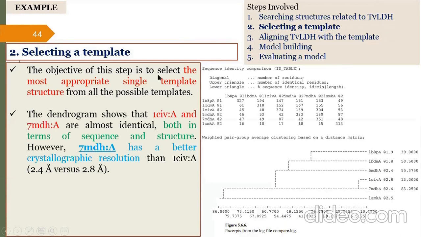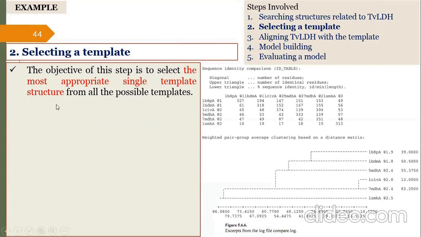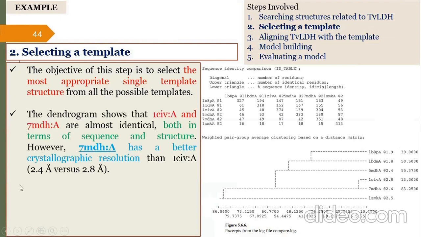So the objective of this step is to select the most appropriate single template structure from all possible templates. We need to select a single one from all these based on this tree. So how will we select? The dendrogram shows that 1CIVA and 7MDHA are almost identical. You can see these two are almost identical. And these are the values for resolution. This is the crystallographic resolution. This will be given in the PDB file or on the PDB site.